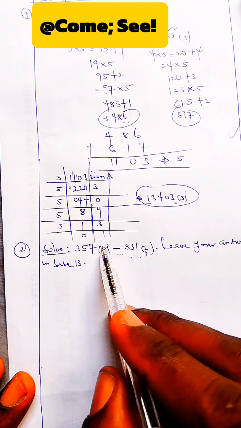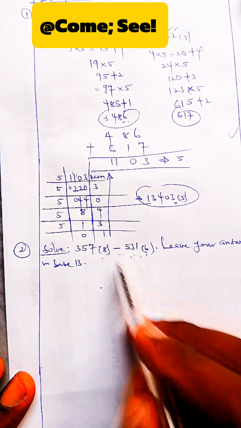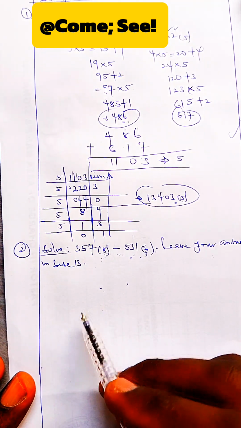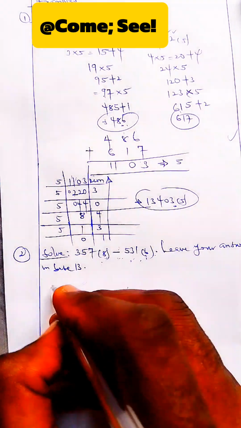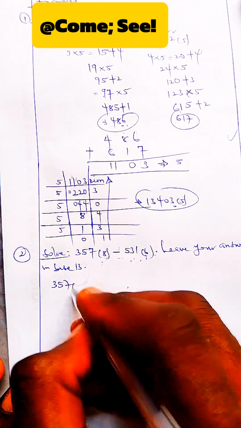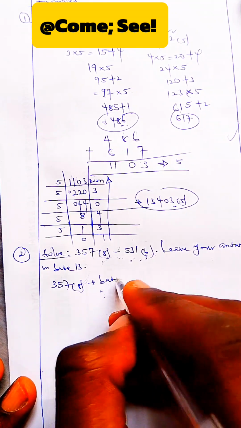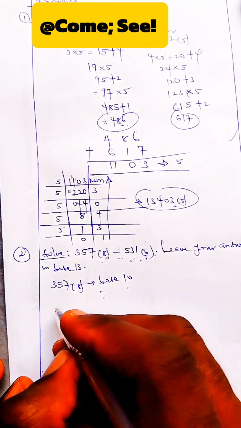So the first thing I have to do is to look for a way to convert this to base 10, and this also to base 10. When you're done with that, you end up having ordinary numbers. You subtract, and then you convert the answer you get to base 13. So let's dash directly to work. 357 base 8, first to base 10. Repeat the multiplication method: you times and add.